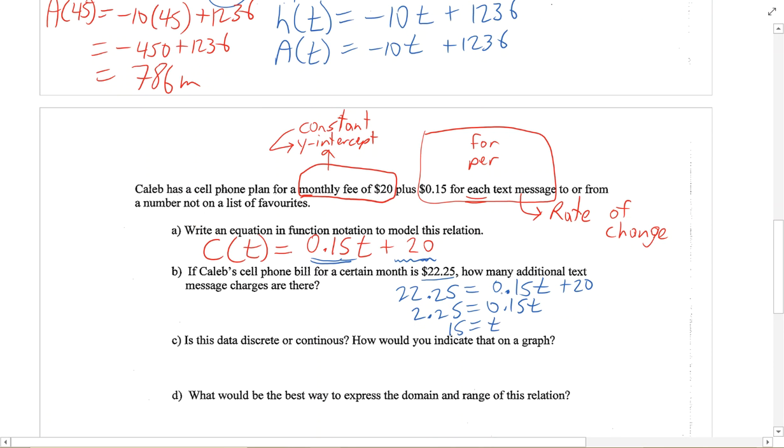Is this data discrete or continuous? How would you indicate that on a graph? What do you think? Yes? I think it's discrete. Why? I think you can't attach the points because... So if it was discrete, yeah, you wouldn't connect them. No, you can attach them. You can, like decimals, because they're easily in between. Interesting.